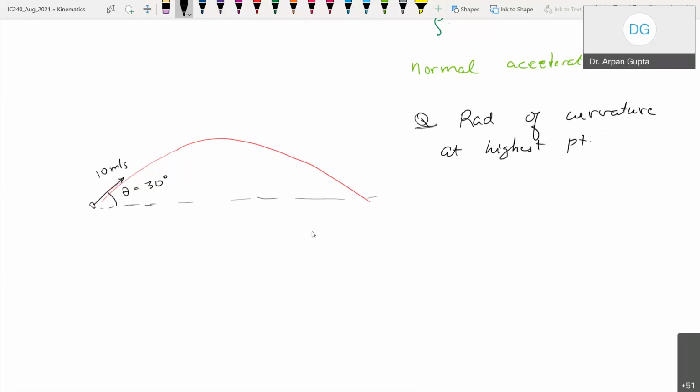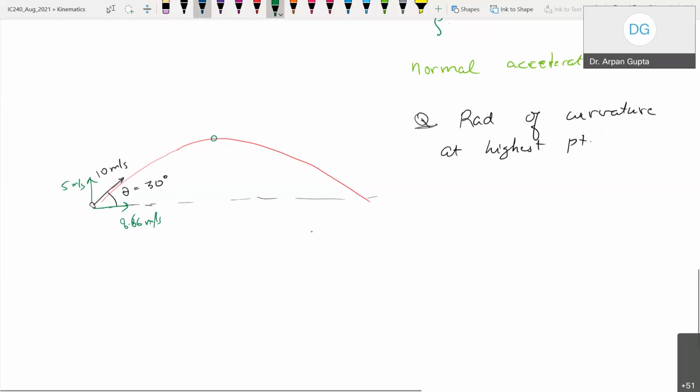Or I could also say, let us calculate the minimum radius of curvature. If you do the analysis for the full trajectory, you will see that the minimum radius of curvature is at the topmost point. So if we analyze at the topmost point and separate out the components, here this component is 10 cos 30 and this is 10 sin 30. So this is 5 meter per second, and this is 8.66 meter per second.